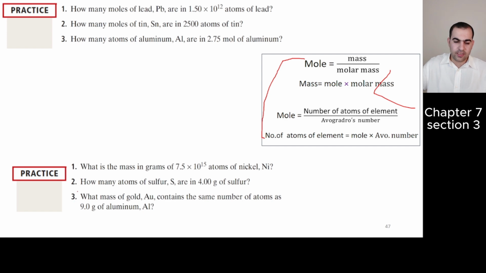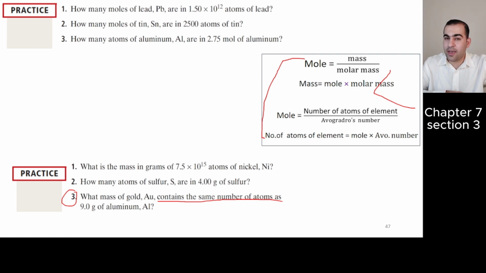But guys, for the third one here, it asks what mass of gold contains the same number of atoms as 9 gram of aluminium. So what's unknown? Mass of gold. What's given? 9 gram of aluminium. But it has given a hint here, the same number of atoms as 9 gram. What's the mass of gold with the same number of atoms as 9 gram?